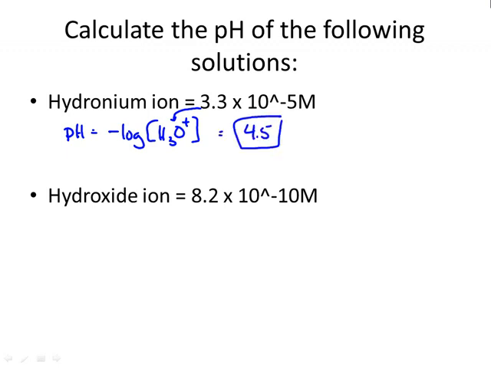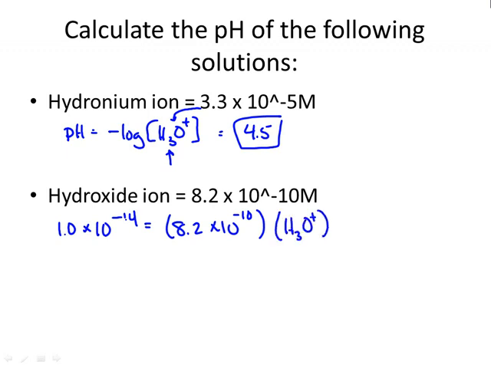And then the hydroxide ion, this is going to require an additional step, because see how this is the pH of hydronium, not hydroxide. They are not replaceable of one another. So that means I need to know what my hydronium ion concentration is. I can use my KW equation, plug in my 8.2 times 10 to the negative 10th for hydroxide, and solve for the hydronium ion concentration. We just did this on the previous slide.